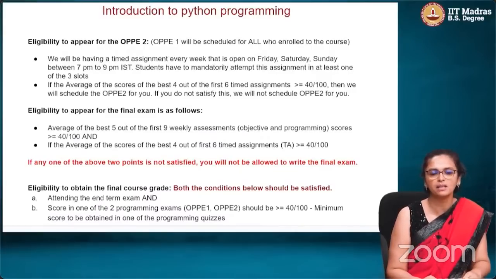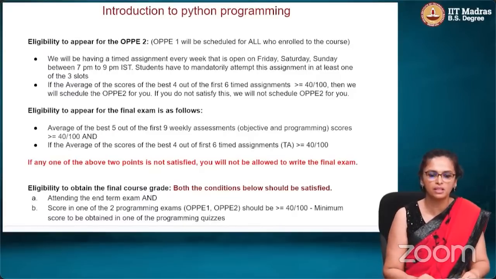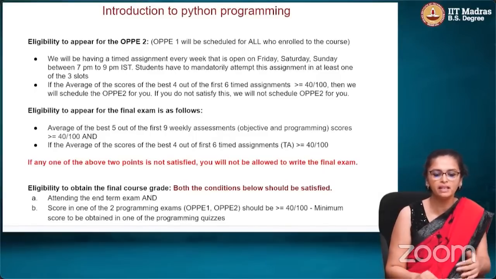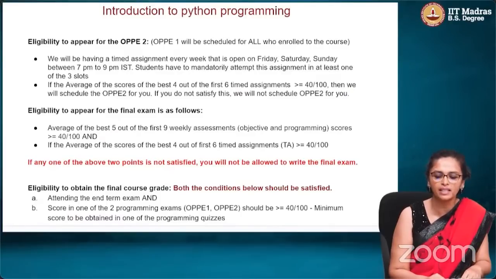We've had many students in the past who do not read this in the grading document and say they are not aware of it. But this is a condition that we have been following for at least the last 2 or 3 terms, and this will be valid even for the terms that are coming up. And eligibility to write the final exam is as follows. One is of course the weekly graded assignment score like we did in the previous slide. Best 5 out of the first 9 weekly assignment scores should be greater than or equal to 40 out of 100. And the average of the scores of the best 4 out of the first 6 timed assignments should also be greater than or equal to 40 out of 100.